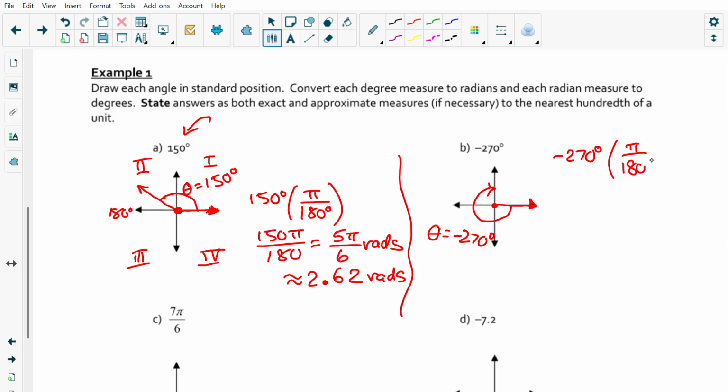So here's my conversion factor, pi over 180 degrees. That equals negative 270 pi over 180. 90 goes into negative 270 negative 3 times, and 90 goes into 180 2 times, so negative 3 pi over 2. And that is approximately, if I'm asked to round it, negative 4.71 radians.